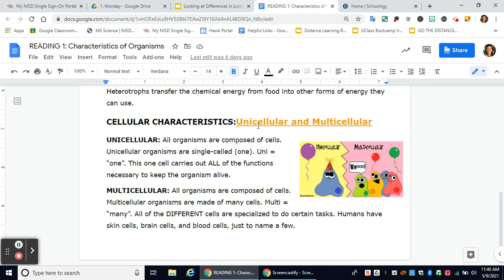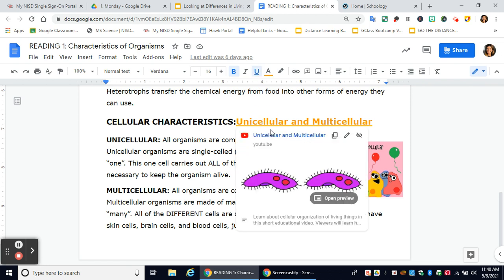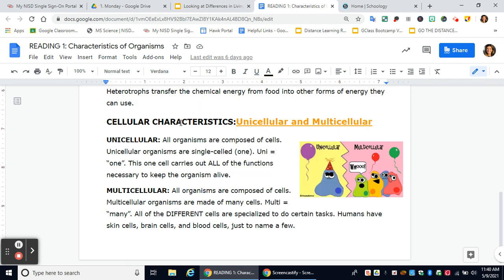Cellular characteristics, unicellular and multicellular. Here is another video that you can watch on unicellular and multicellular. So unicellular, all organisms are composed of cells. Unicellular organisms are single-celled, one. This one cell carries out all the functions necessary to keep the organism alive.